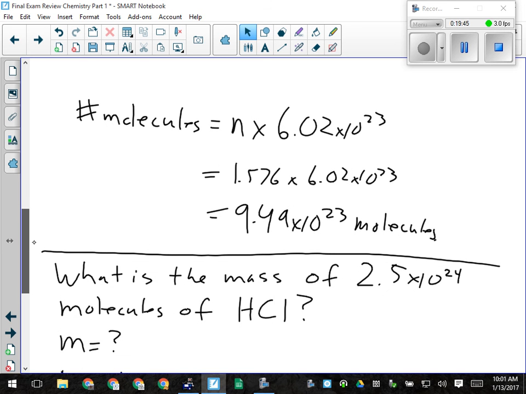Try that last one. What's the mass of 2.5 times 10 to the 24 molecules of hydrogen chloride?